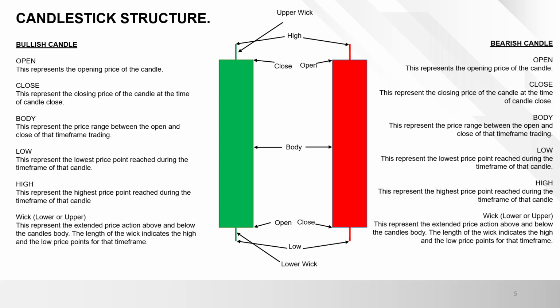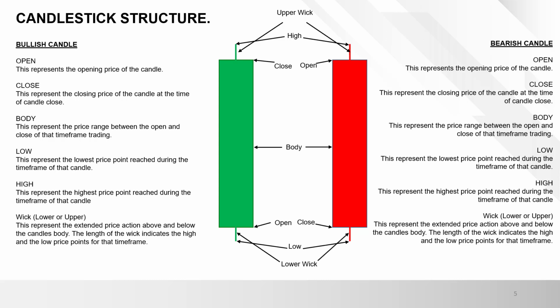In this case, the bearish candle. Then we've got the low. This represents the lowest price point reached during the time frame of that candle. Then we've got the upper wick. The upper wick represents the extended price action above the candle's body. The length of the wick indicates the high price point for that time frame.